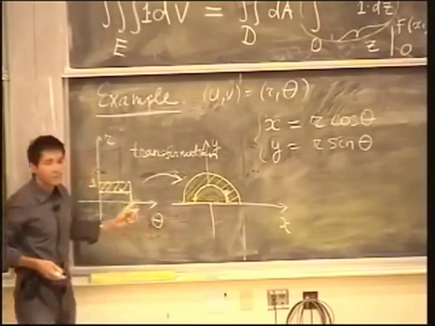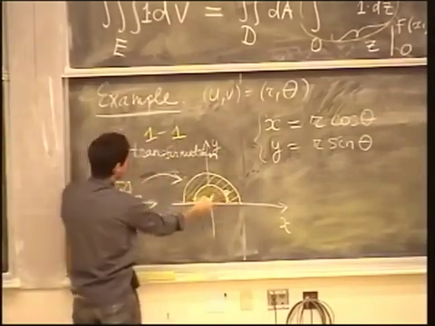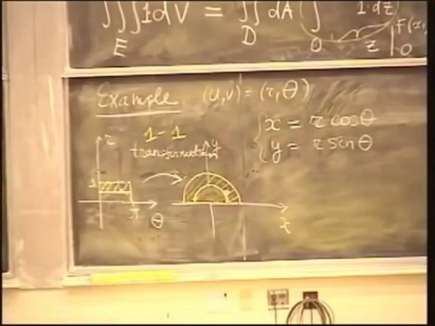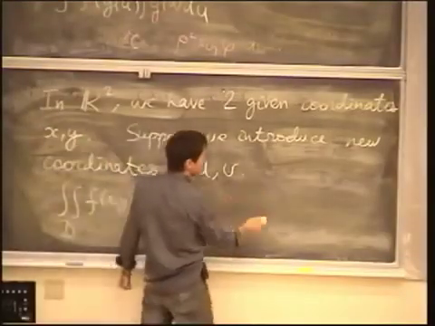Yeah? Okay. So this is exactly the kind of formulas I'm talking about. This is a one-to-one transformation. Each point here corresponds to a point here, and conversely, each point here corresponds to one and only one point here. When I'm in this situation, I would like to be able to write a double integral of a given function f of xy dA as an integral with respect to u and v.